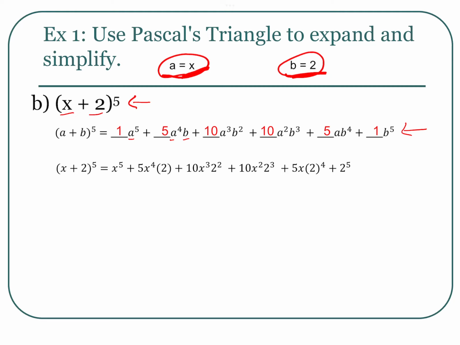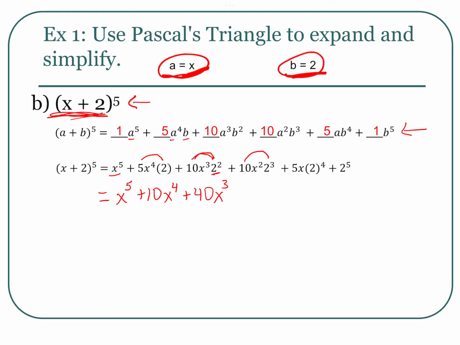Now we're going to simplify. Well, x to the fifth, I already kind of simplified that. I didn't write the 1. Here you multiply the numbers together. So 5 times 2 is 10x to the fourth. I only have one variable in my problem, so I'm only going to have one variable in my answer this time. This time I need to take 10 times 2 squared. Well, 2 squared is 4. 4 times 10 is 40x cubed.